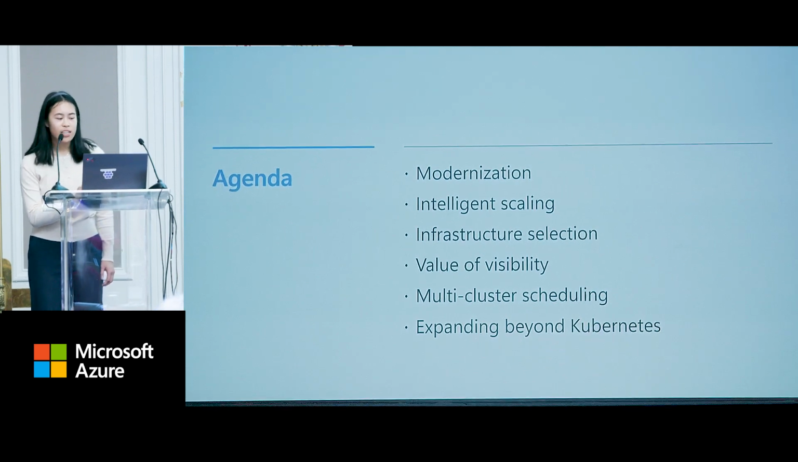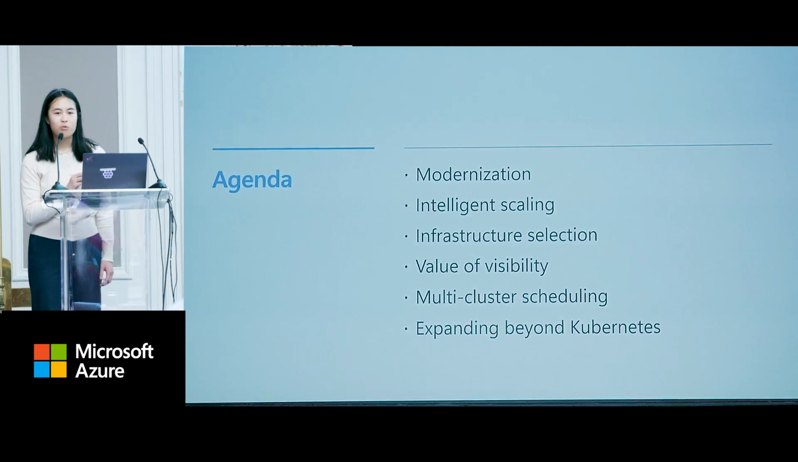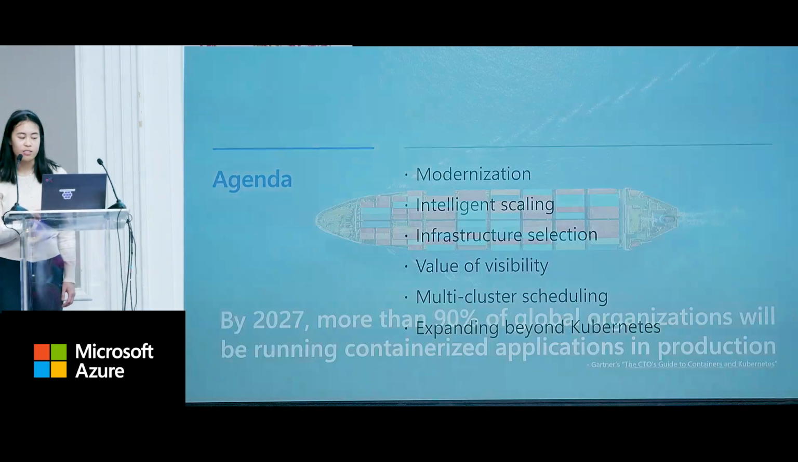So for a quick rundown of the agenda, we'll start by talking about modernization, intelligent scaling, and infrastructure selection. And then we'll look at why visibility of your cost is so important with monitoring, going beyond single cluster into multi-cluster scheduling, tips around there for cost, and then we'll expand beyond Kubernetes into the broader Azure ecosystem.